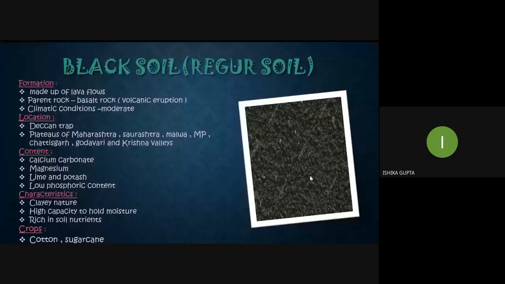Next type of soil is black soil, which is also known as regur soil. It's formed of lava flows and the parent rock plays a very important role in its formation, and the parent rock should be basalt rock, which is formed from volcanic eruption, and it requires moderate climatic conditions. It's found in Deccan Trap and plateaus of Maharashtra, Saurashtra, Malwa, MP, Chhattisgarh, Godavari, and Krishna valleys. It contains calcium carbonate, magnesium, lime, and potash, and it has low phosphoric content. It is clay in nature and it has a very high capacity to hold moisture and it's rich in soil nutrients. And cotton and sugarcane are generally grown in it.